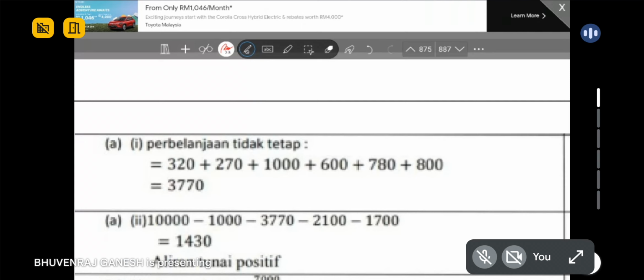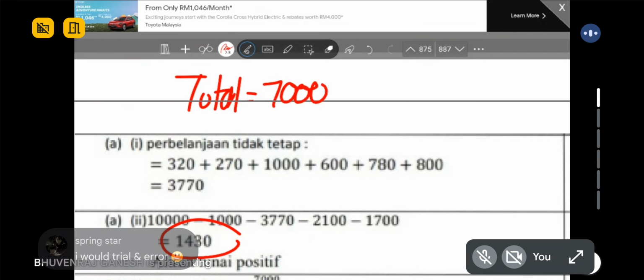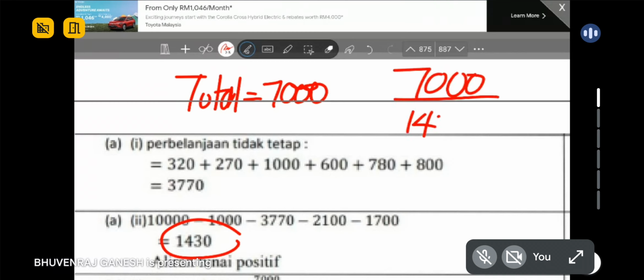Come on. Think and see, guys. Cuba fikir. Total is 7,000. You must take note, this one is your monthly cash flow, right, guys? Aliran tunai bulanan. So anyone got idea? He needs 7,000. Dia perlu jumlah yang ni. No need trial and error, guys. You just take 7,000 divide 1430. Am I right, guys? Faham tak?